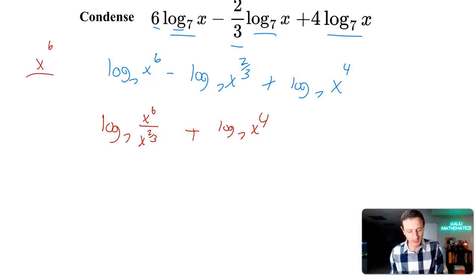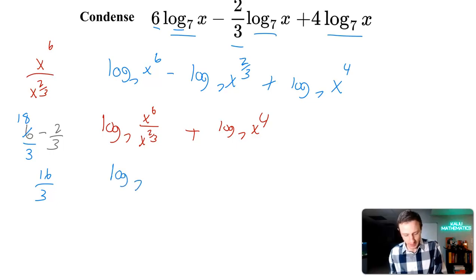So x to the 6th over x to the 2/3. We are dividing by the same base, so we are going to subtract the exponents. So you want to do 6 minus 2/3. This becomes 3, and this becomes 18. 18 minus 2 is 16 over 3. So we get log 7 x to the 16 over 3 plus log 7 x to the 4th.